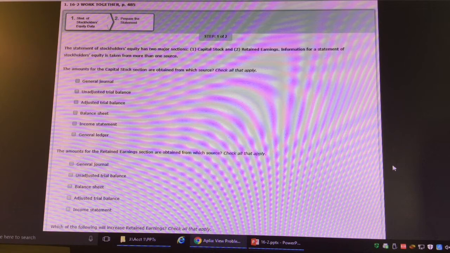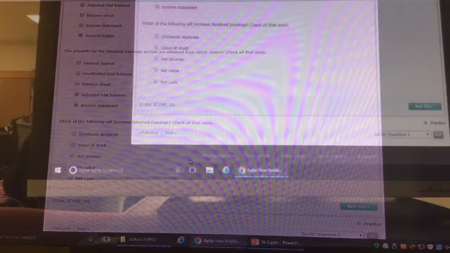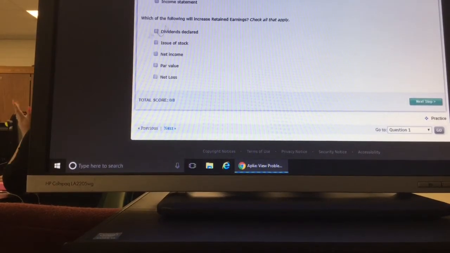The first step of today's work together is to find the major things we need in order to create and prepare this statement. The amounts for the capital stock section are obtained from which one of these resources? The correct answer is our general ledger. The amounts for the retained earnings come from two places: the adjusted trial balance and the income statement. Lastly, which of the following will increase retained earnings? Net income.